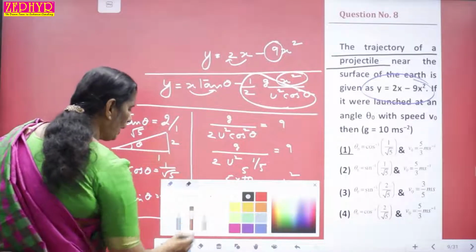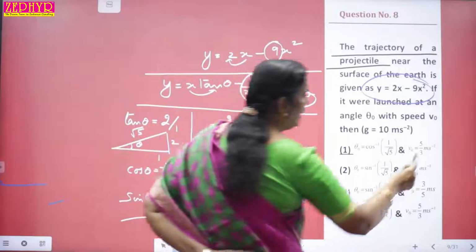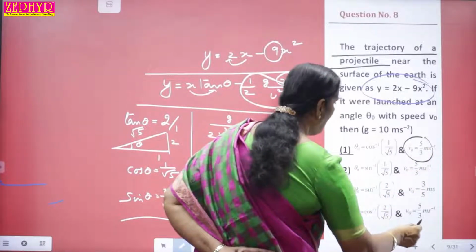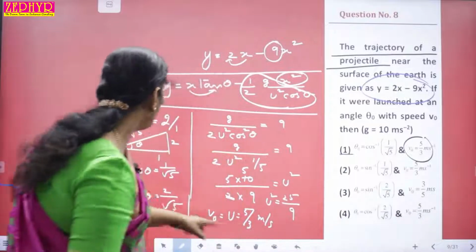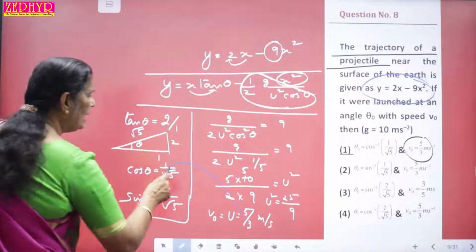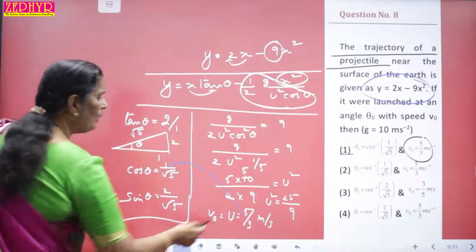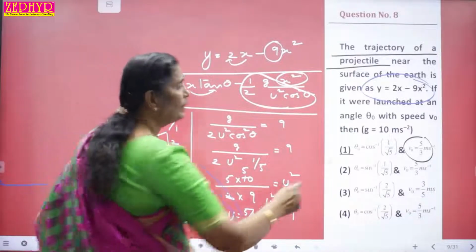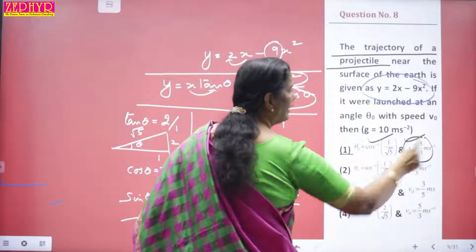Then we look at the angle. Here the initial velocity 5 by 3 is there. Here 5 by 3 is there. Okay, 5 by 3, which option matches? 5 by 3 cos inverse 1 by root 5, or 5 by 3 sin inverse 2 by root 5. Cos inverse 1 by root 5. Correct. 5 by 3. Correct.